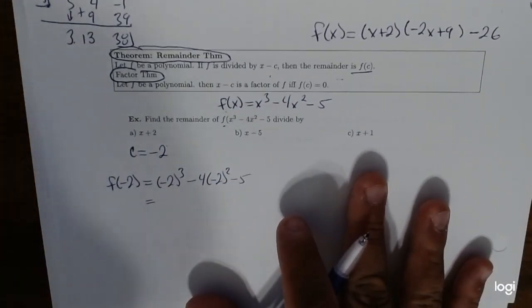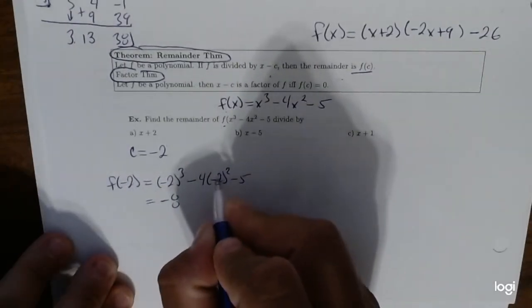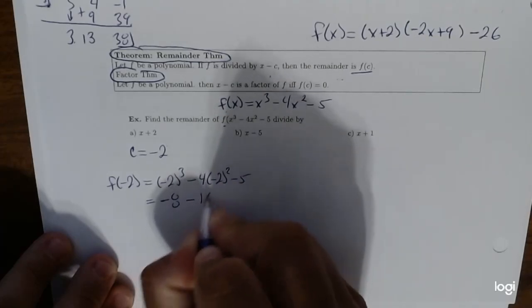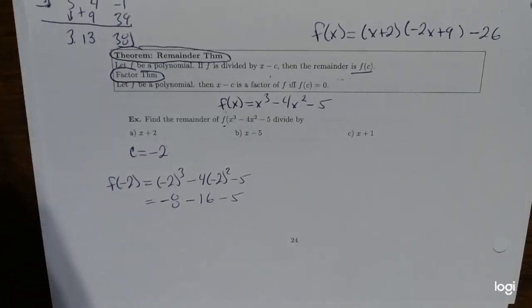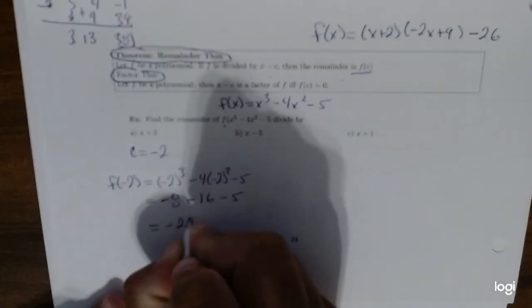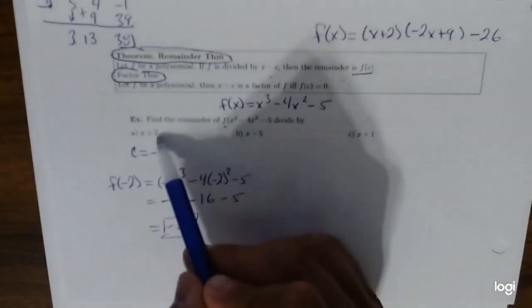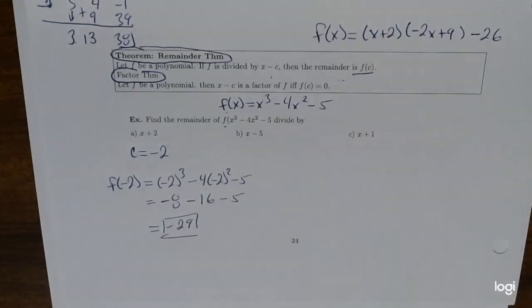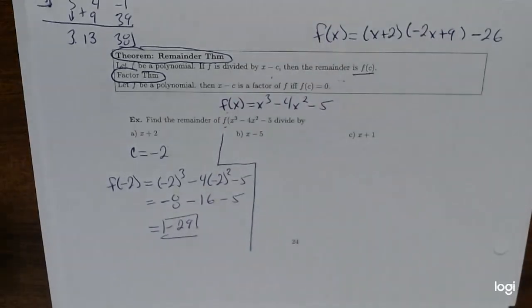All right, so this gives me negative 8. And this gives you positive 4 times a negative 4, which gives you negative 16. And this is minus 5. So the grand total would be negative 29. So that would be the remainder. Again, if we literally did synthetic division, that would be our remainder no matter what. So again, I'll give you guys a few seconds to pause it and try B and C yourself. So 3, 2, 1, pause.